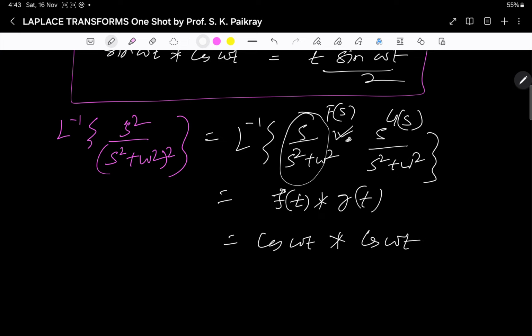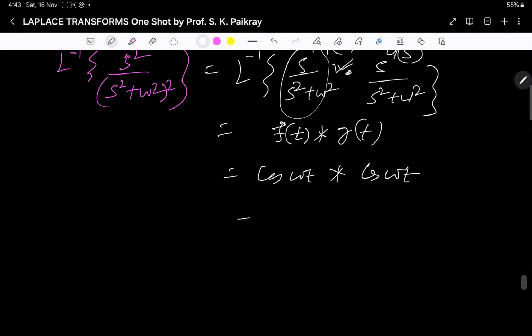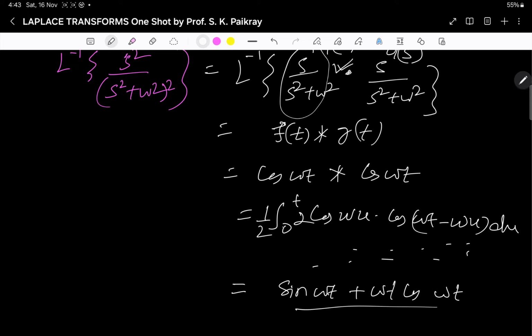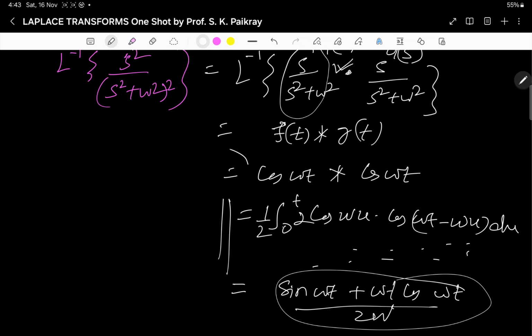The inverse here is cos ωt, and the inverse here is cos ωt. To evaluate this integral, it is integral 0 to t of cos ωu into cos ω(t − u) du. To evaluate it, multiply by 2 and balance it with half, and once you evaluate it, the answer will be (sin ωt + ωt cos ωt) divided by 2ω. Once you remember this formula, this is just a formality, and you can come back to this within no time. So this is the beauty of this convolution theorem.